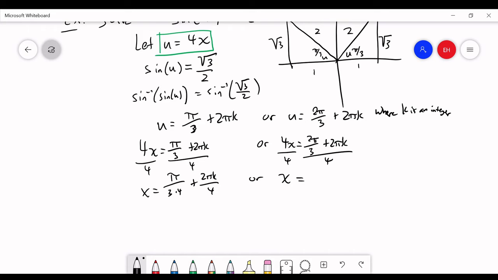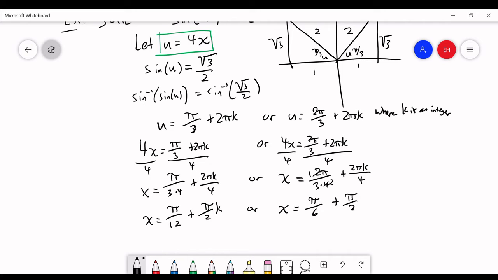Same thing on this answer: I'm going to divide by 4. x equals 2 pi over 3 times 4 plus 2 pi k divided by 4. After doing some simplification, I get pi over 12 plus, I can simplify this fraction here to pi over 2 k. Or the other answer is x equals 2 pi over 12, which simplifies down to pi over 6 plus pi over 2 k.